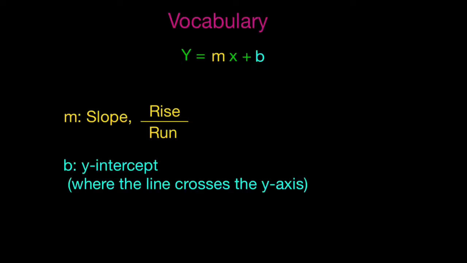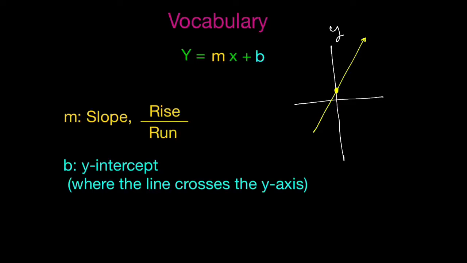Now, these variables have certain definitions. So for example, your m here, we say that that is your slope, also famously known as the rise over run. Now your b is called your y-intercept, where the line crosses the y-axis. So we have an xy coordinate plane, and if this is your y-axis, the y-intercept is going to be the point where the line crosses this y-axis.